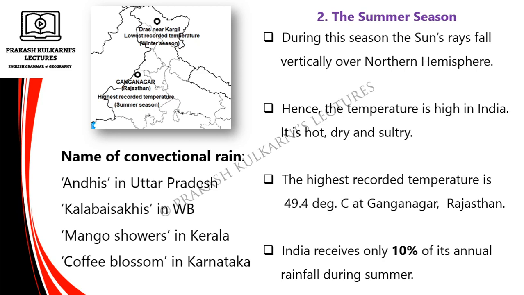And have a look at the Indian map. See first Kashmir, that is now Ladakh, it is Dras near Kargil. Lowest recorded temperature is there, that is in winter season, whereas Ganganagar in Rajasthan, highest recorded temperature is there during summer season.